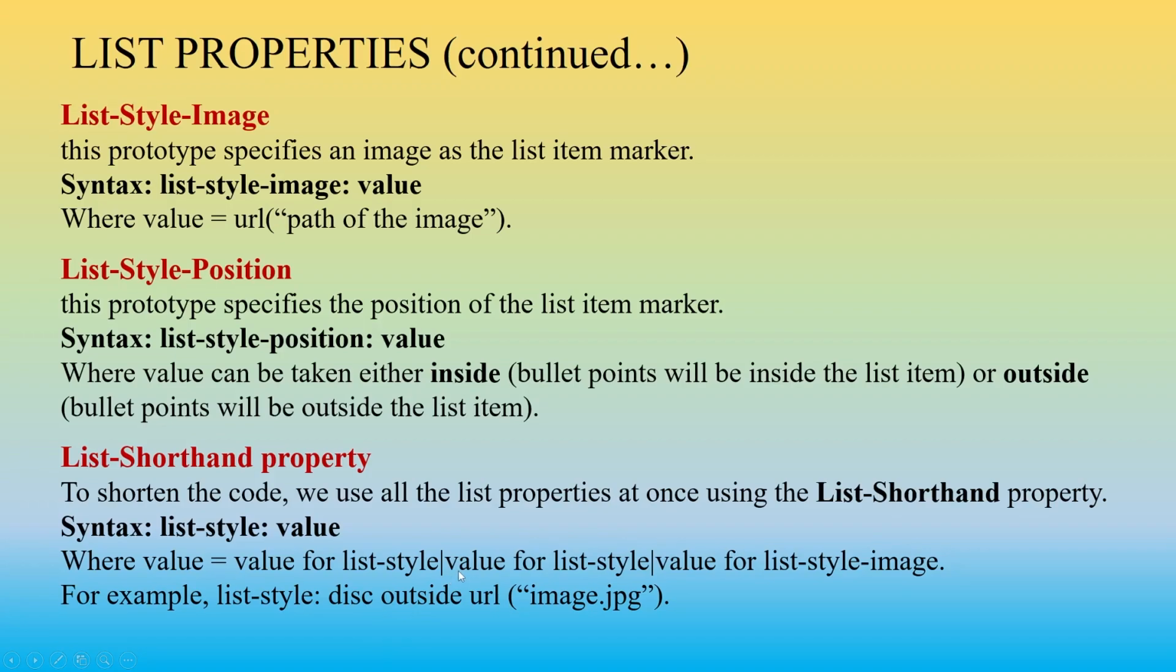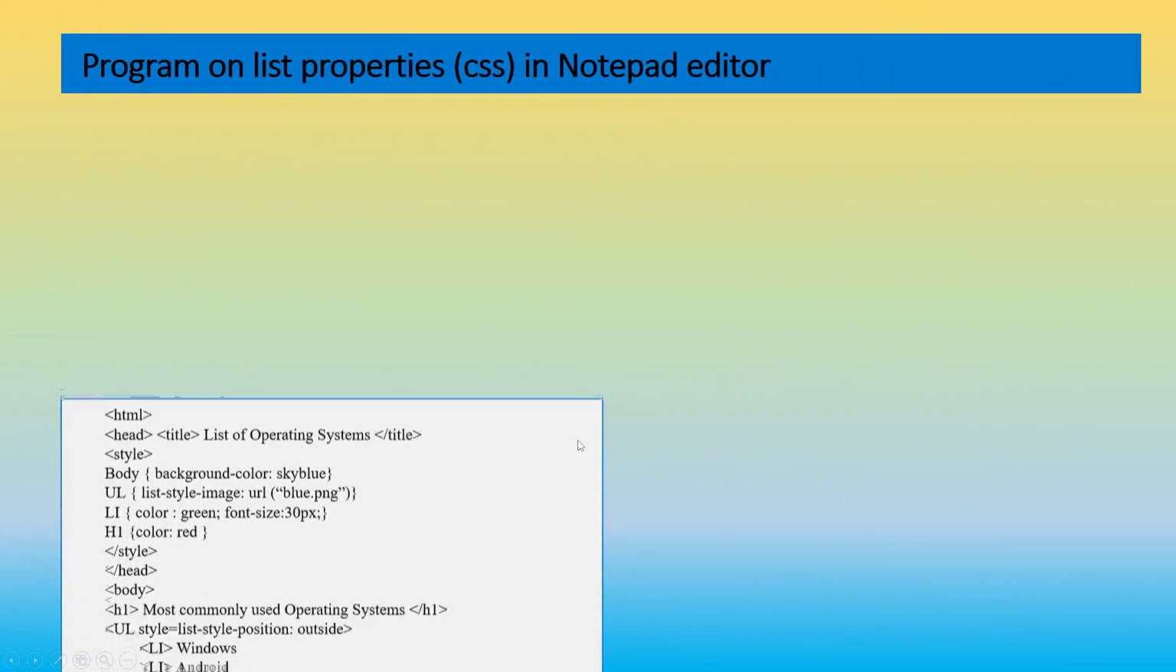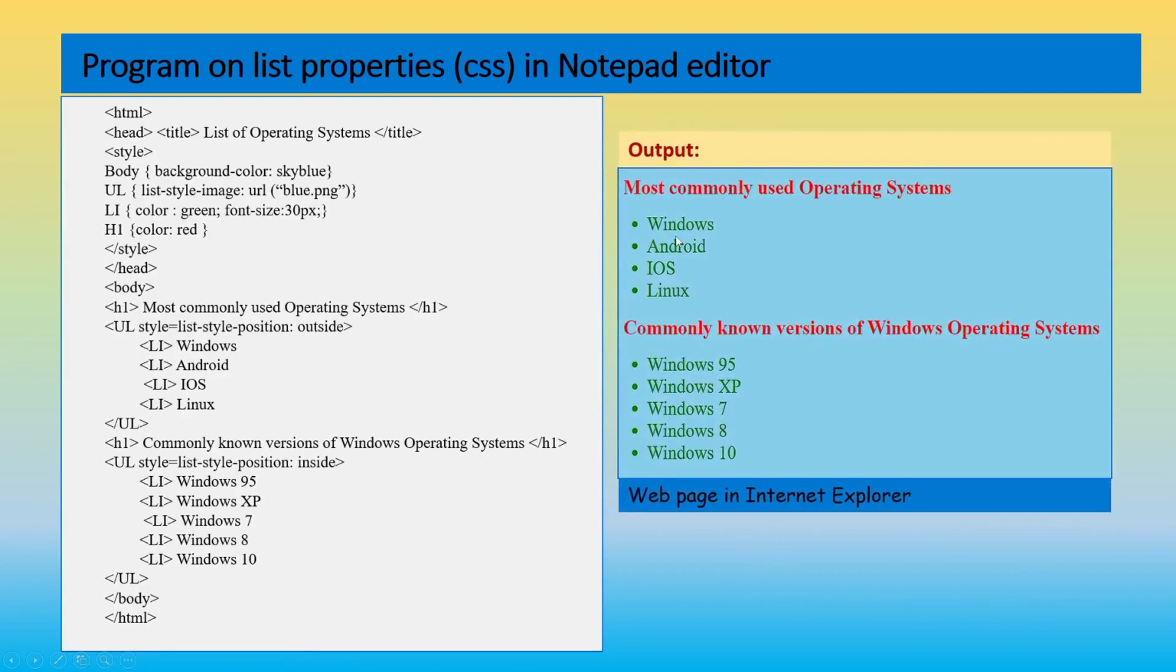then the value for list position, which is inside or outside, so I have written outside, and then comes the list style image, which is URL, and in the bracket in double quotes I have specified the complete address, image.jpg. You have to write the complete address including the drives like C:/ and the folders and subfolders, and then the complete name along with the extension. Now let us see this.